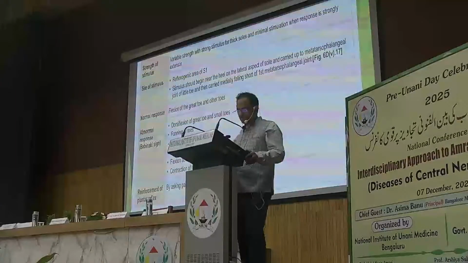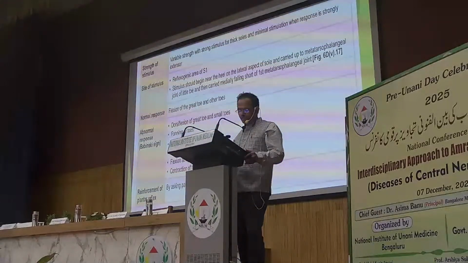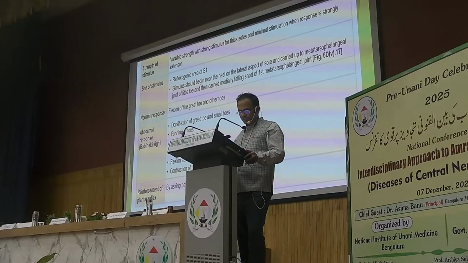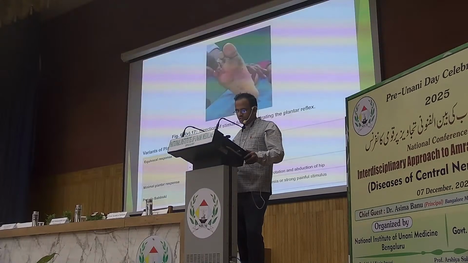The strength of stimulus goes from strong to minimal. Sometimes, if you have a classical pyramidal tract lesion, you can elicit the response even with minimal stimuli. The normal response is flexion of the great toe along with the other toes. The abnormal response, what you call the Babinski sign, usually has great toe extension and fanning out of the other toes, dorsiflexion of the ankle, flexion at the knee and hip, and contraction of the tensor fasciae latae, which together form the complete Babinski sign. To reinforce this, while doing the test, you ask the patient to rotate the head to the opposite side for a better stimulus.